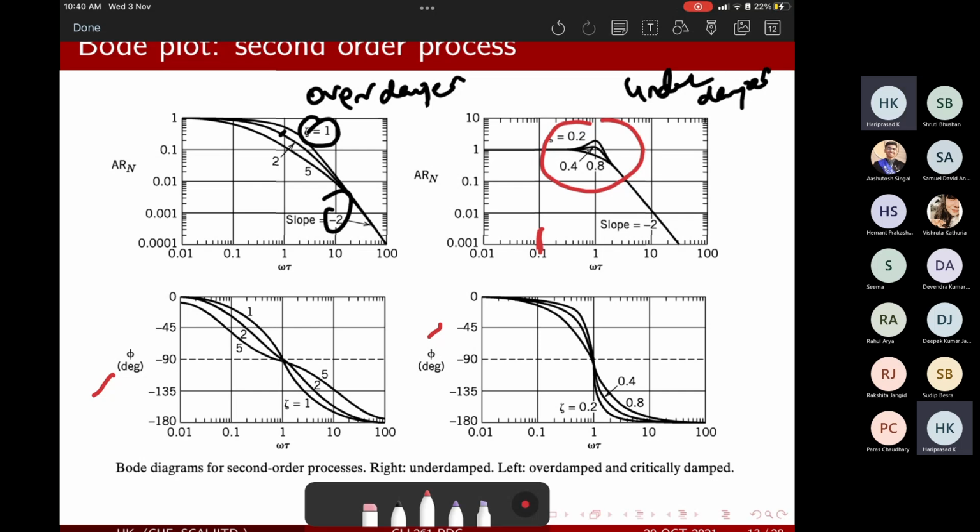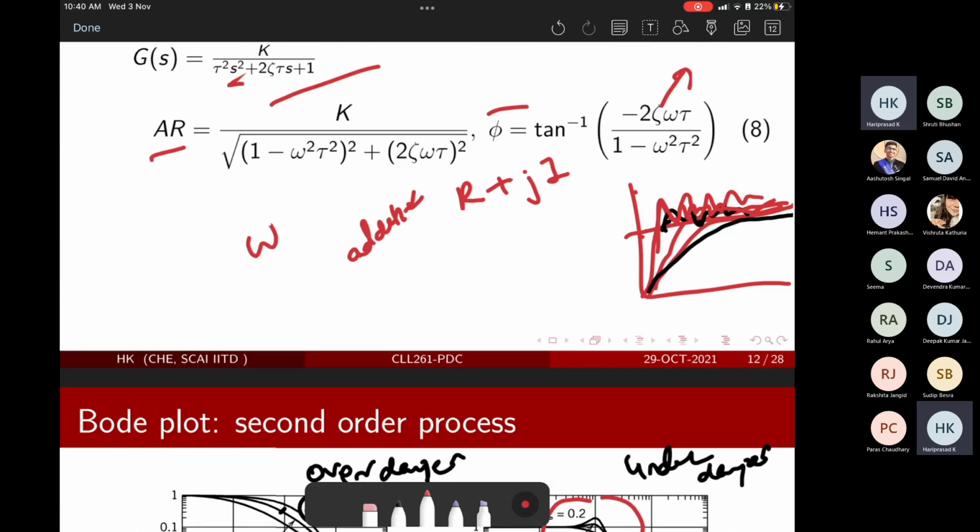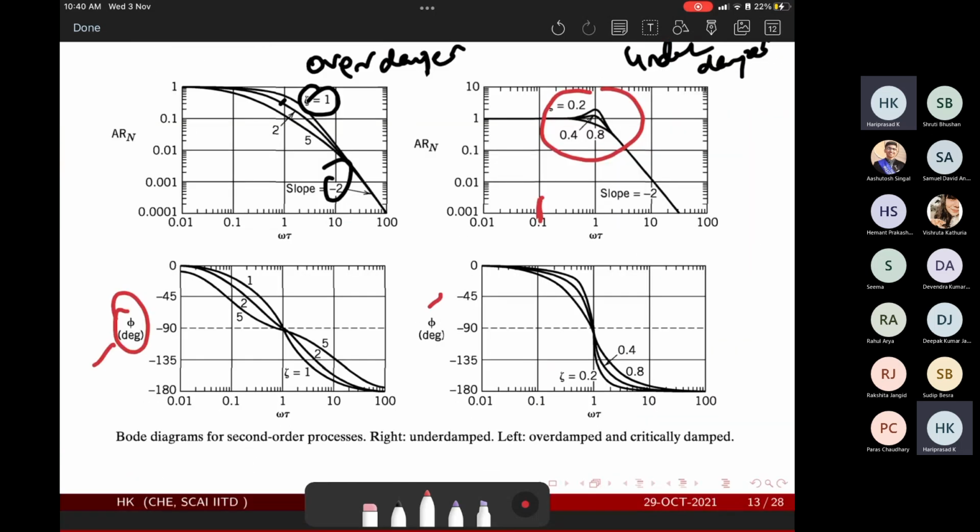So this is how the frequency, basically the phase angle, works. Again, no magic. Plug in the values of zeta and tau. First of all, fix the value of theta, for instance 1. We keep the value of zeta equal to 1, vary omega tau, and compute the tan inverse and plot it. No magic around it.